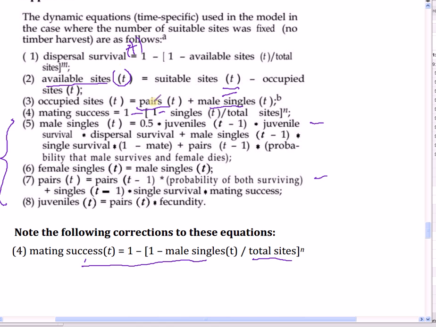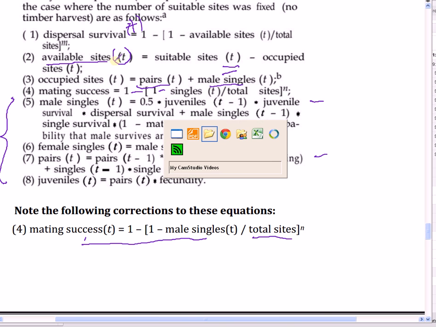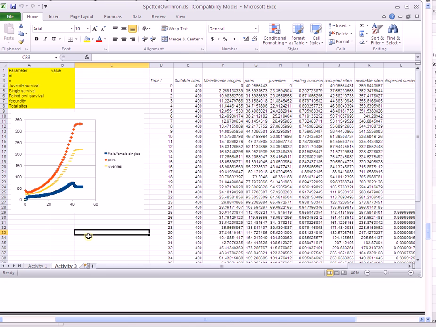I'll give you one example. Let's just look at number 1, dispersal survival. Here it's 1 minus parenthesis, 1 minus available sites at t divided by total sites, to the nth power. So let me go to my actual spreadsheet here and see what that looks like. Let me blow this up so we can see it.